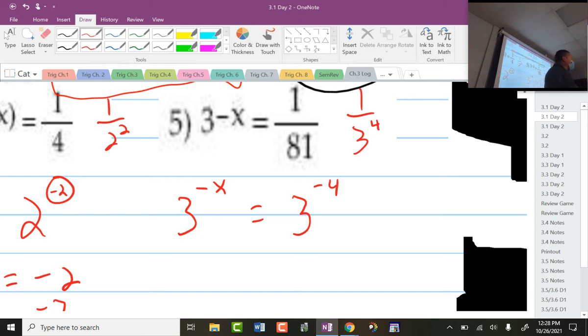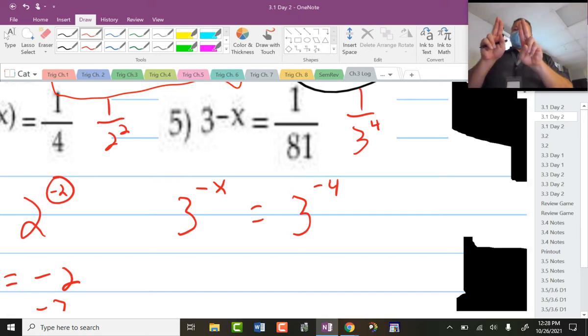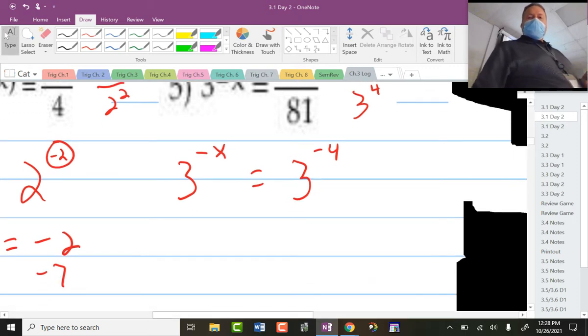How did he know 3 to the 4th? What's 81? What times what? First thing you can think of. 9 and 9. And then what's each 9? 3 and 3. That's 4 threes. 9 times 9, 3 times 3. That's 4 threes. I was doing fingers with this. These fingers represent 9s, and each finger represents a 3. 4 threes. Okay, so then negative x equals -4, so x equals 4.